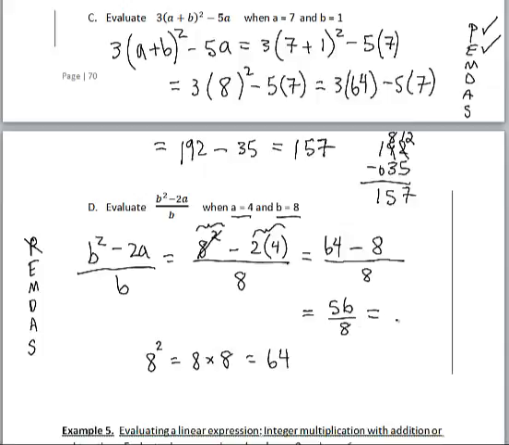Now I divide 56 by 8 and I get a 7. Okay, so of course if I change the numbers a and b, I'd plug in different numbers into my expression, and I more than likely would get a different outcome. Depending on a and b, this expression b squared minus 2a divided by b, the value of that could change.